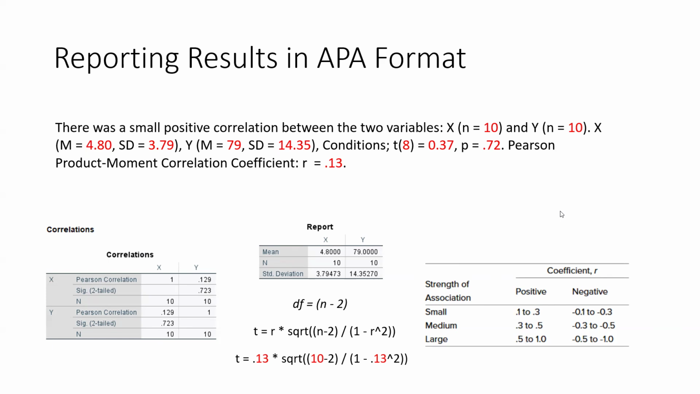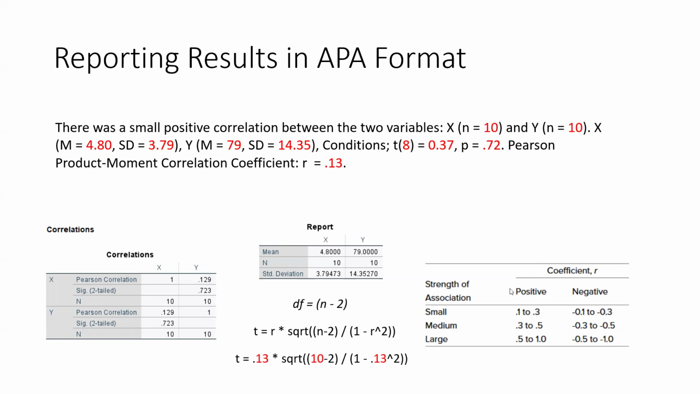So the R value, which is to two significant figures, 0.13, is right here. Okay? So Pearson correlation, 0.129, we're going to round that to two significant figures, and that's positive 0.13.